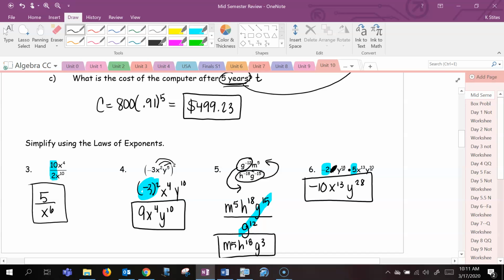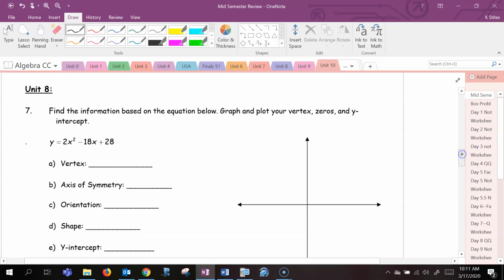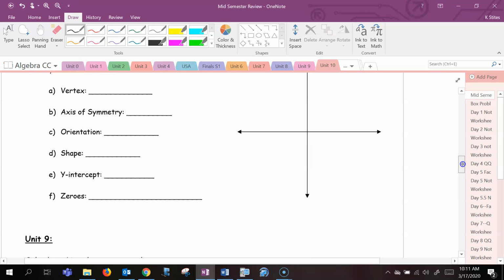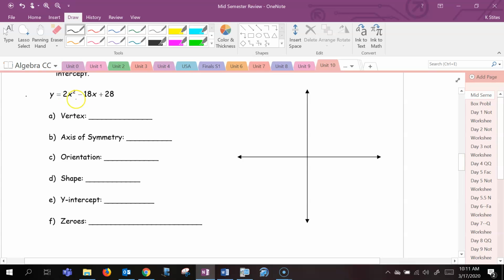Alright, and that's your review of laws of exponents. Let's flip the page and move on to Unit 8. Unit 8 was a lot of graphing information. We're going to find the information based on the equation below. Graph and plot your vertex, zeros, and y-intercept. So the first thing, this is in standard form. Standard form, we need our calculator to identify the vertex.